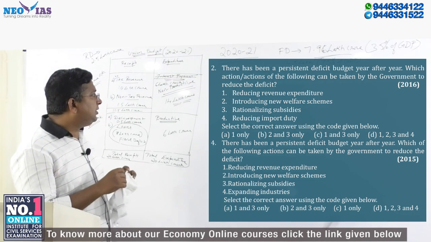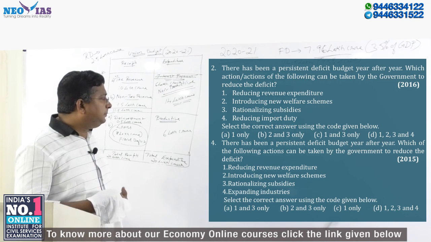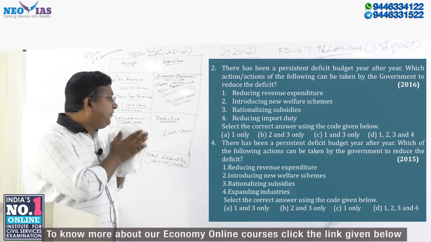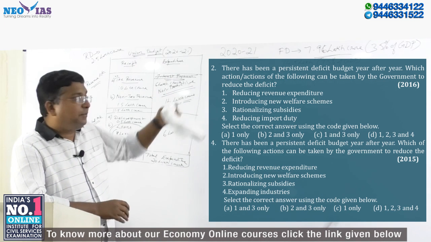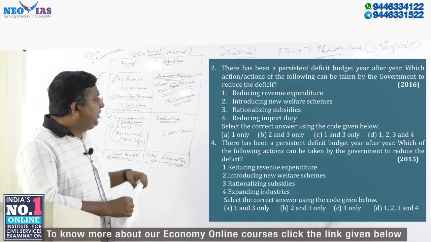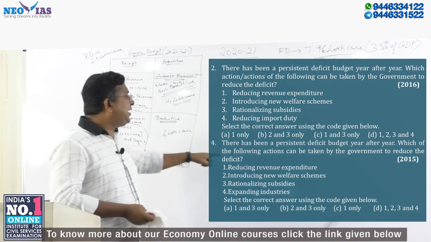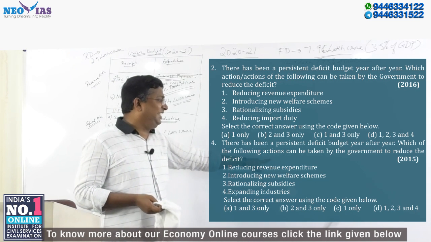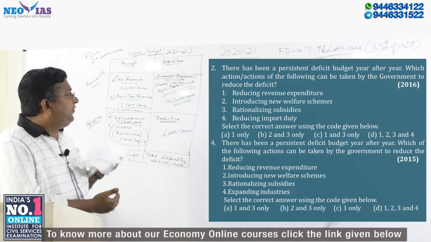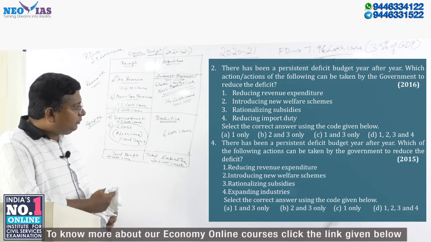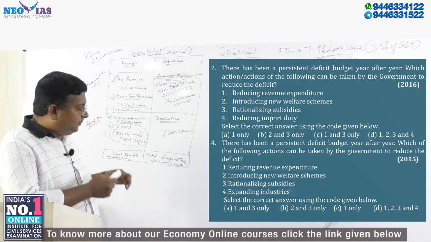Okay, now read the question. There has been a persistent deficit budget year after year. See the word of same statement. Which of the following actions, there's some slight difference. Instead of action or action, they have written actions, can be taken by the government to reduce the deficit. So it's almost. Now you see the first statement.